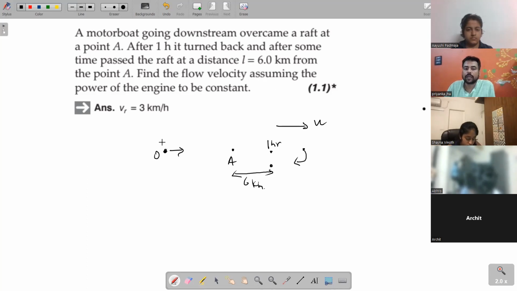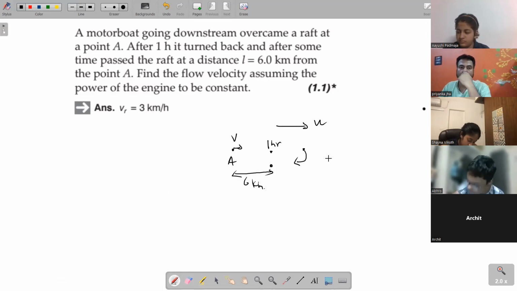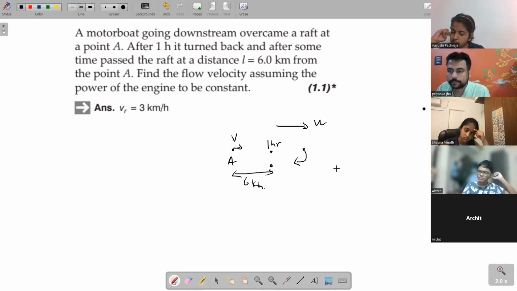So find the flow velocity u, assuming the power of the engine to be constant. This means the motorboat has a velocity v that is constant. You have to assume that. There is no sense of assuming extra points. This is the supposed velocity of the motor. Okay, so can I solve or do you want to try?